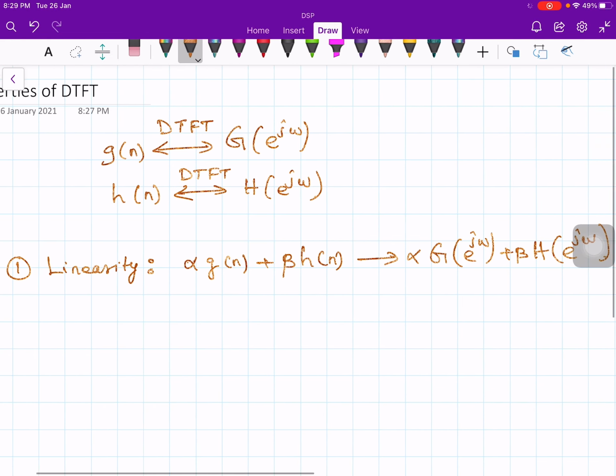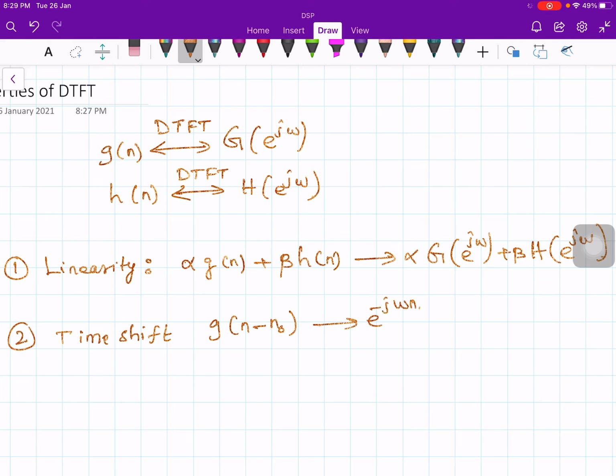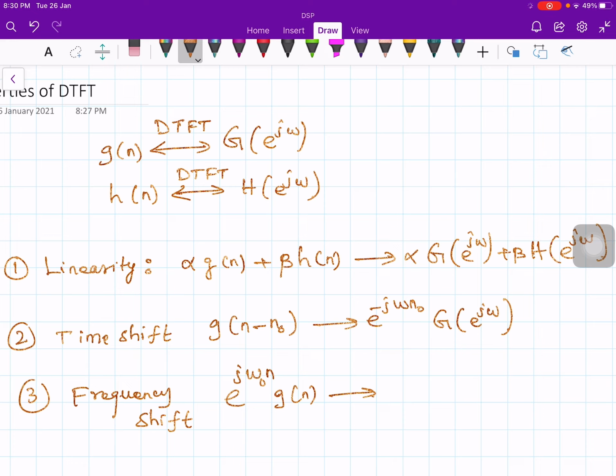And the second property is time shift. If you shift in time, delaying by n naught samples, then its corresponding Fourier transform is e to the minus j omega n suffix 0 times G of e to the j omega. And the third property is frequency shift. So e to the j omega naught n multiplied by g of n has Fourier transform G of e to the j times omega minus omega naught.